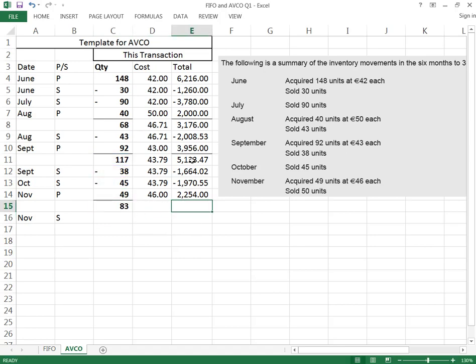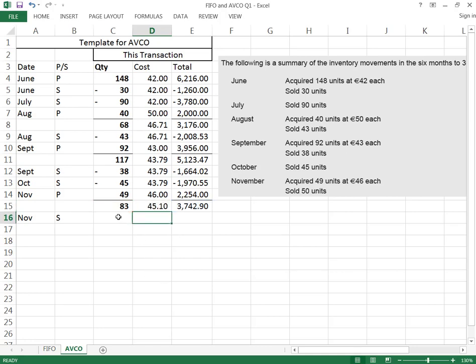And this one is equal to that, plus that, plus that, plus that. Okay, so now we have 83 left. The total value of those 83 that we have left on the floor is 3,742.90. So the average is equal to the total divided by the number of units, and that is 45.10.